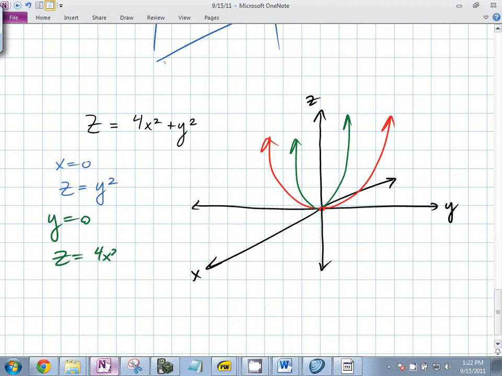Yeah, let's draw some traces. We have to be careful about this. A weird bowl. That's good. There's a proper name for this. Do you remember what it's called in your notes? Elliptic paraboloid. This is called an elliptic paraboloid.